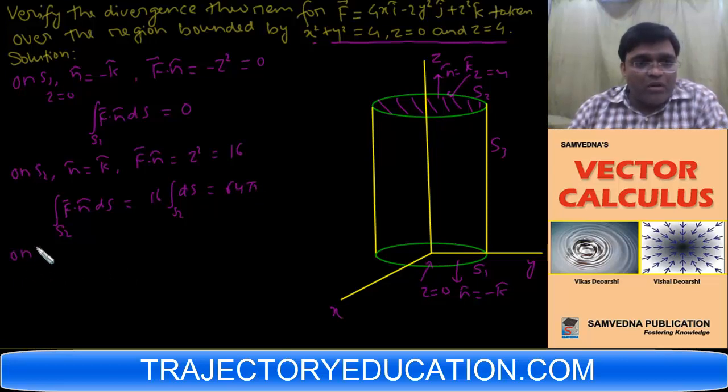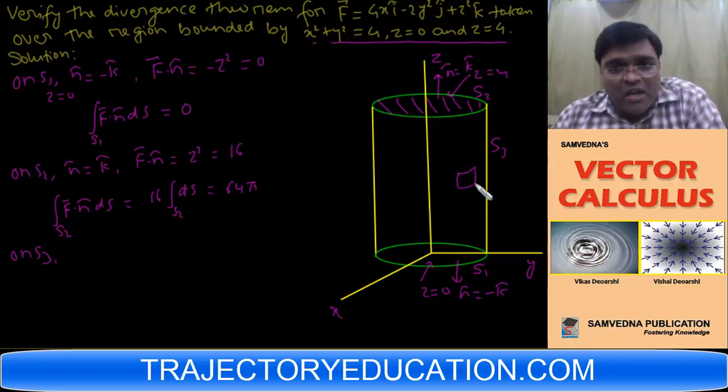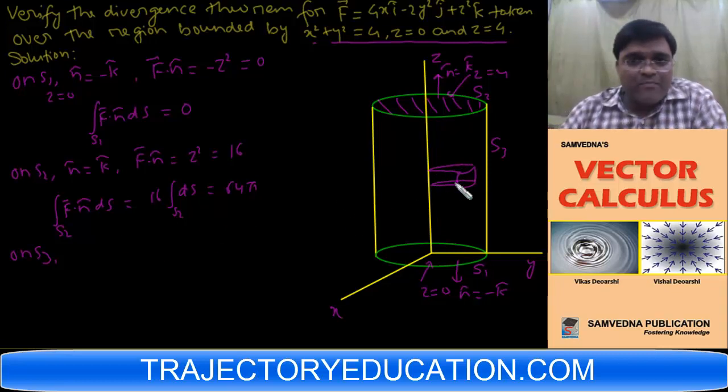Alright. Now S3 is a cylindrical surface. I told you in earlier lectures how to calculate the surface integral on a cylindrical surface. On S3, ds can be taken as a d theta dz. What is a over here? A is the radius, which is 2. So it is 2 d theta dz.